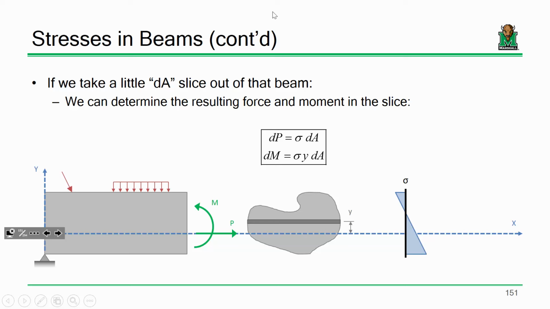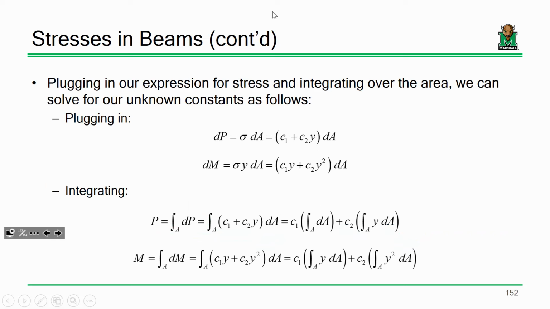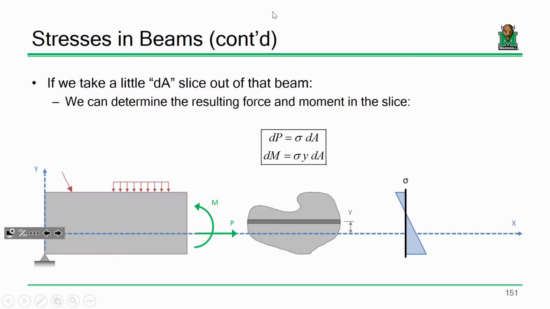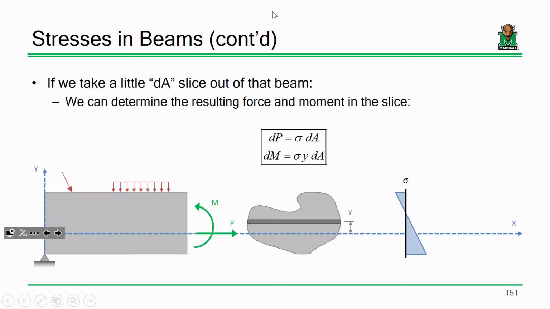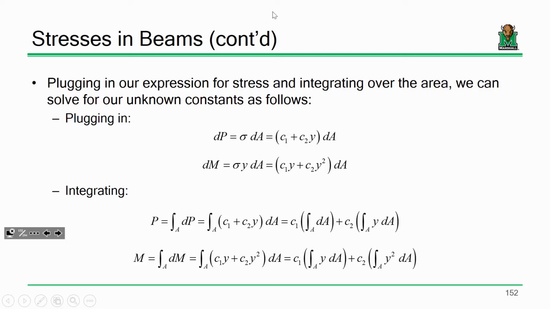Make sense? Now, if I want to get a moment, what is a moment? It is a force times a distance. So the moment contributed by this slice is the force times the moment arm, which is y. Does that make sense? Pretty straightforward, right? Now, I've got these expressions for dP and dM, and I'm going to take my time with this, okay? I have an assumption for what sigma looks like, right? I assumed that sigma was C1 plus C2 times y. Sound good? So, plug and chug. So, dP is sigma dA, and dM is sigma y dA.